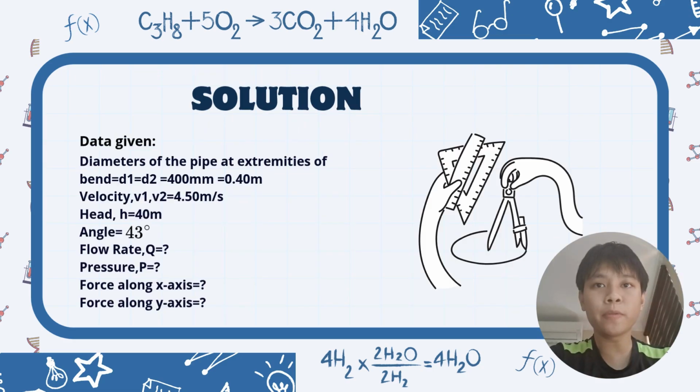For the solution, we have to collect the data we're given from the question. So the data we have is the diameter of the pipe at the extremities of the bend, which is 400 millimeter, and we should convert to 0.4 meter. Next, we have velocity, which is 4.5 meter per second, and we have head, which is 40 meter, angle 43 degree, and we need to find the flow rate, pressure, force along x-axis, and force along y-axis.